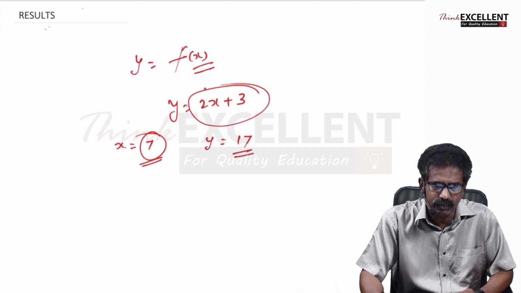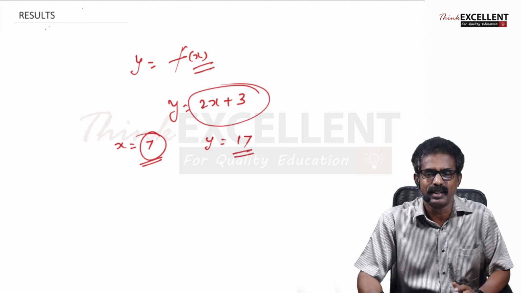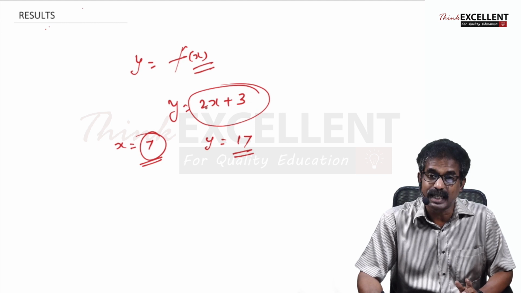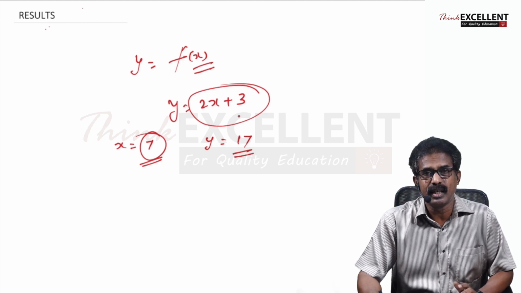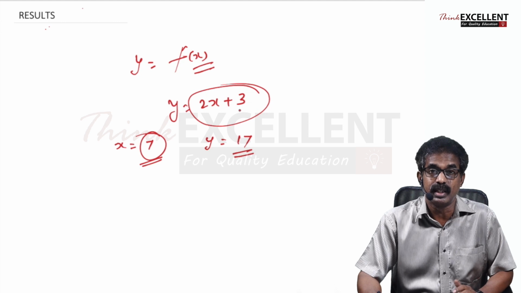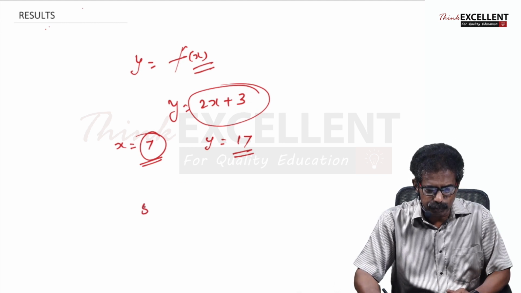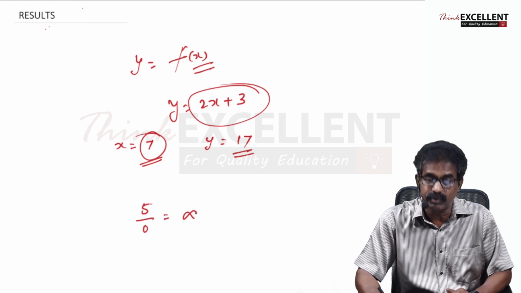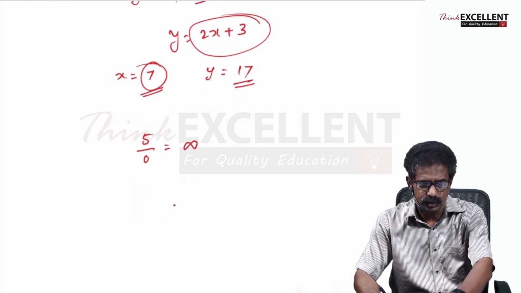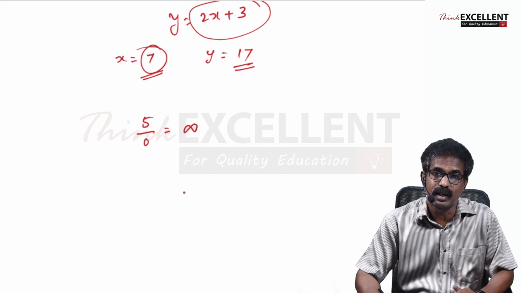So here for x, what values you can give? You can give any value, so it exists. When we say a function does not exist, if the denominator is 0, we say the function does not exist, right? Something by 0 is not defined, okay? So those values you cannot give for the domain.